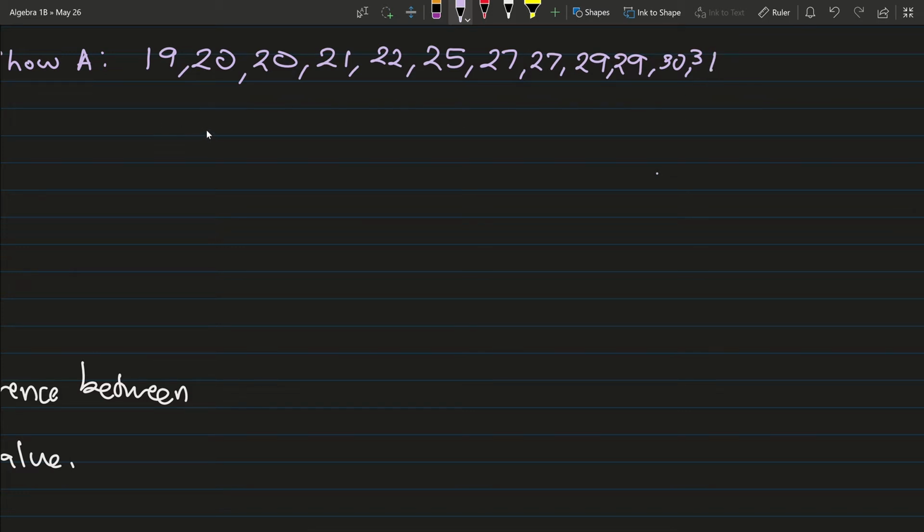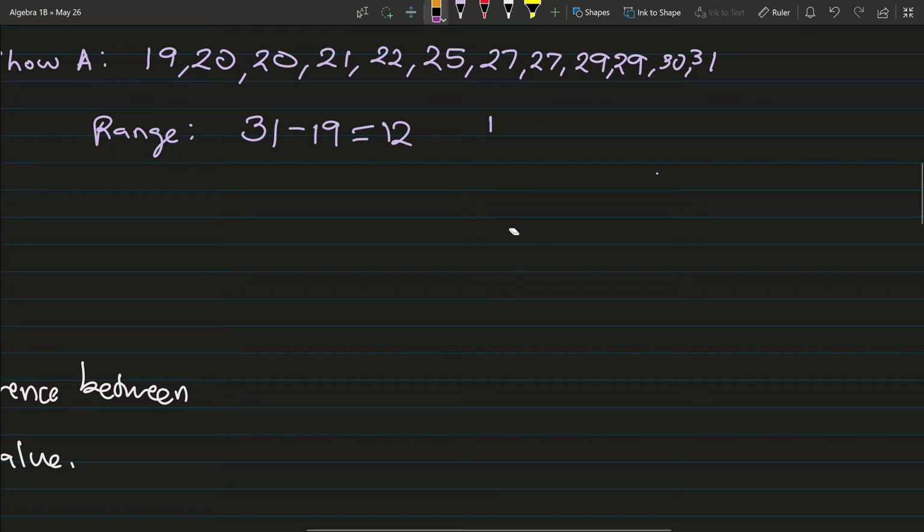So now, from here, we're going to find the difference between the greatest number and the smallest number, right? And the biggest number here is 31. So we're going to do this. 31 minus the smallest number, 19. 31 minus 19 is equal to 12. And this means that our range is 31 to 19, which is the same thing as 12.